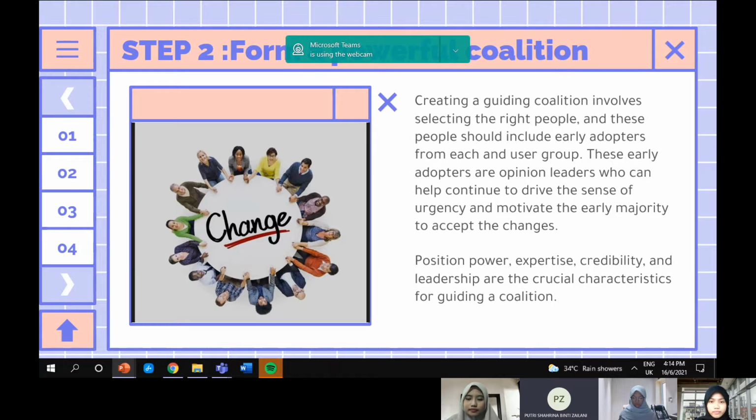So, in easy words, a guiding coalition is actually a group of individuals within an organization that are the social leaders of the change initiative. These individuals bring expertise, energy, and perspective across a variety of areas, and peers respect their professionalism. Okay. Next slide.